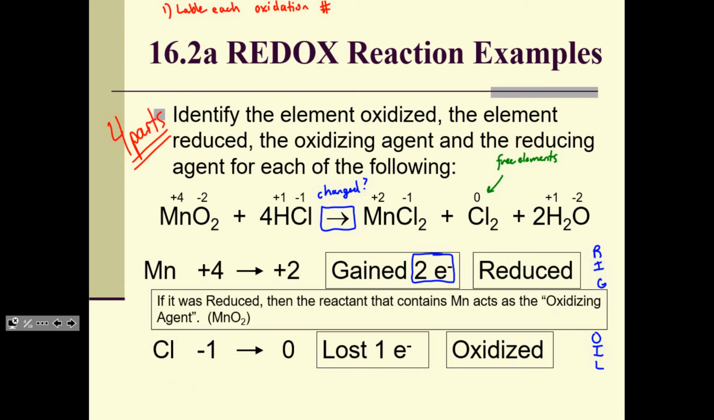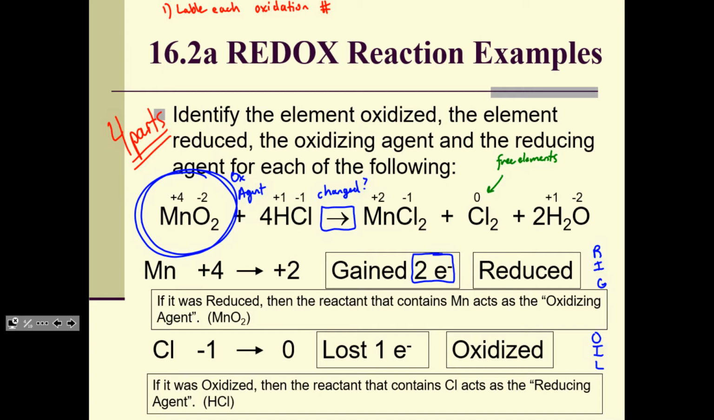So then we have to label our agents. If it was reduced, then the reactant that contains manganese is called the oxidizing agent. So this whole entire compound is the oxidizing agent. If it was oxidized, then the reactant that contains chlorine would be considered the reducing agent. So this is kind of confusing for some students. It's just a wording issue. Chlorine was oxidized, which means the whole compound, the entire compound, is the reducing agent.